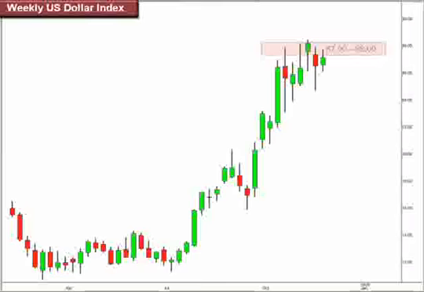As always, we're going to start with a look at our weekly U.S. dollar index. This is a great way to gain perspective as to how the U.S. dollar has been trading against a basket of currencies. And as you can see here, the 87 to 88 focal zone continues to be a key area of resistance for the U.S. dollar index.